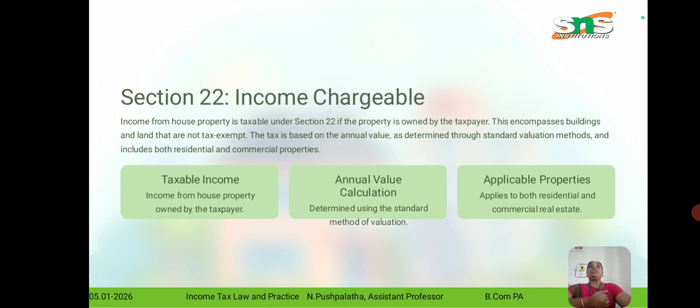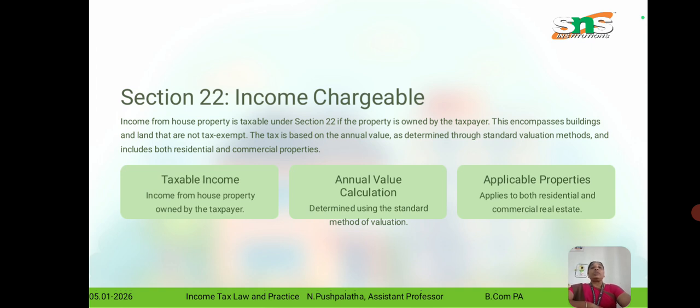First, we will see the self-occupied property. The annual value is nil, but deduction of interest on housing loan is allowed up to 2 lakh. The loan is taken for purchase or construction. Next, we will see the let out property.